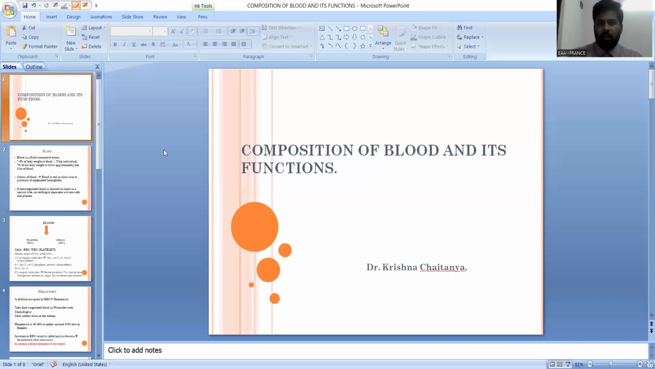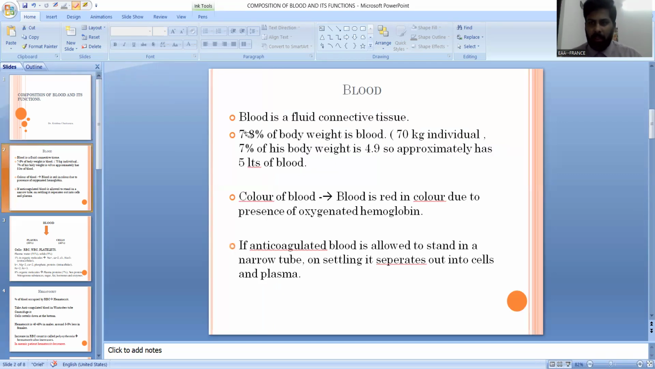Fine. Our topic for today is composition of blood and its functions, right? Coming to blood, what is blood? Blood is a liquid connective tissue, as everyone knows. It flows in the vessels in our body and flows through the heart.